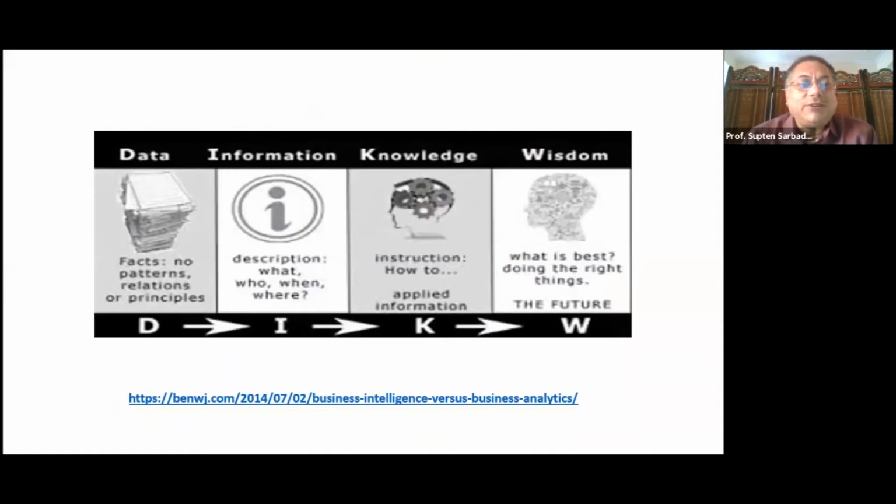In data, you have just the facts, with no pattern, no relation, no principle. But when you process it into information, you get some description: what, who, when, where. Knowledge is really the instruction, the applied part, the how-to. But wisdom is what is the best way to do it. Not just doing it, but doing it right.